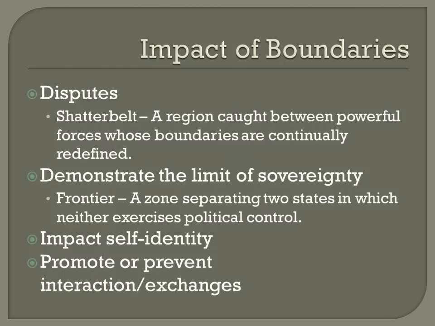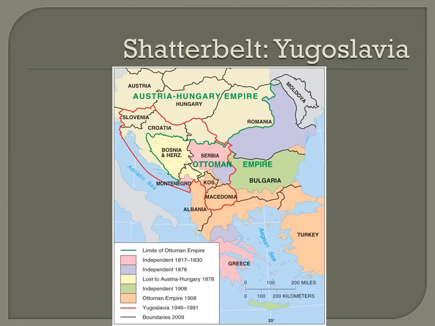Promoting or preventing interaction. There are three different ways that we're going to look at that. We're going to look at buffers, we're going to look at landlocked states, and we've already looked at supranational organizations in terms of promoting interaction. Buffers and landlocked states might prevent interaction. But we'll take a look at some examples.